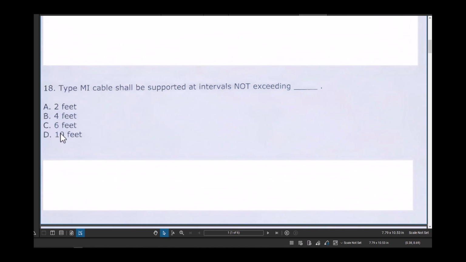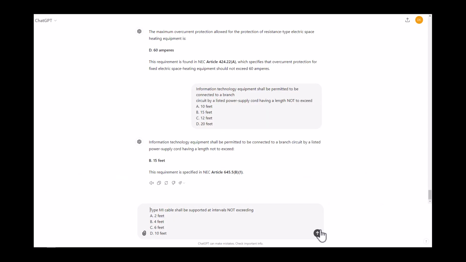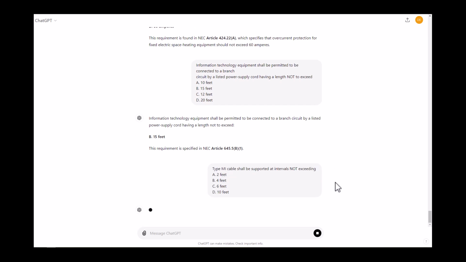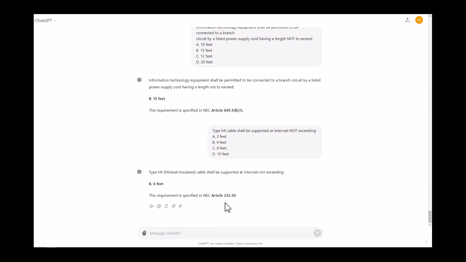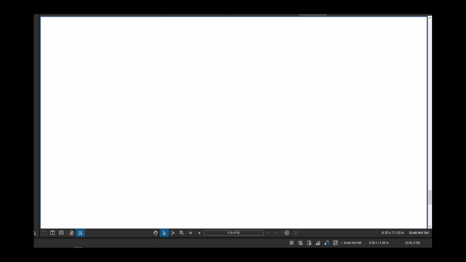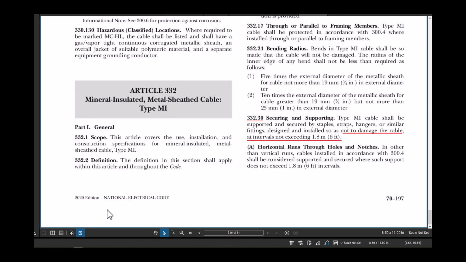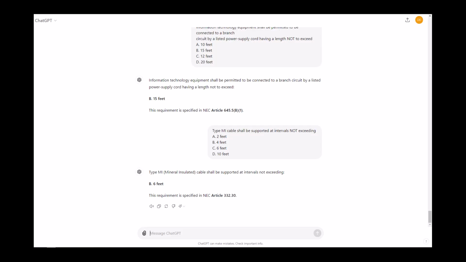Let's see what we have in ChatGPT. B, 6 feet, article 332.30, which, if I'm not wrong, is exactly the same article. 332.30, yes, and this is the correct answer. See you guys in the next question.